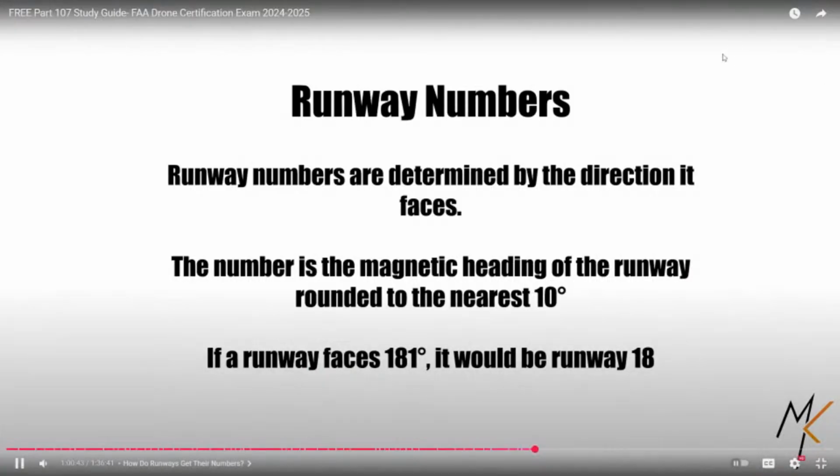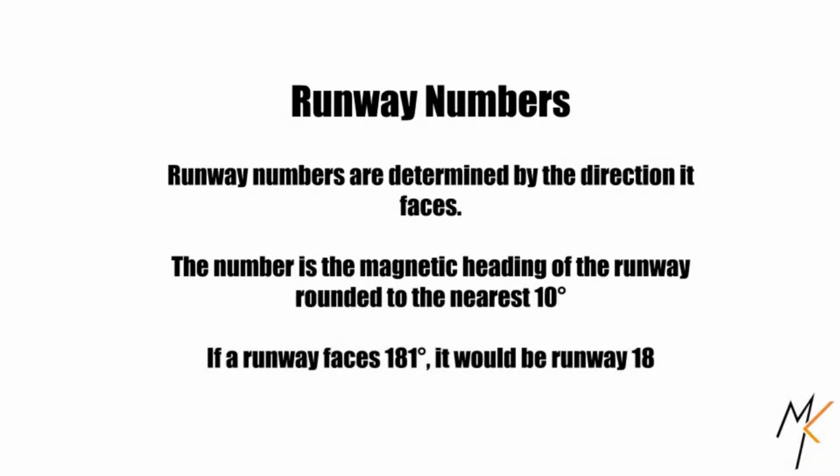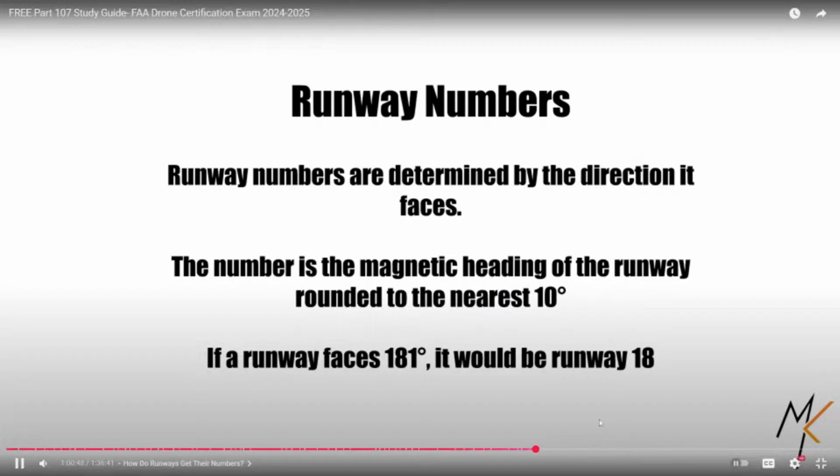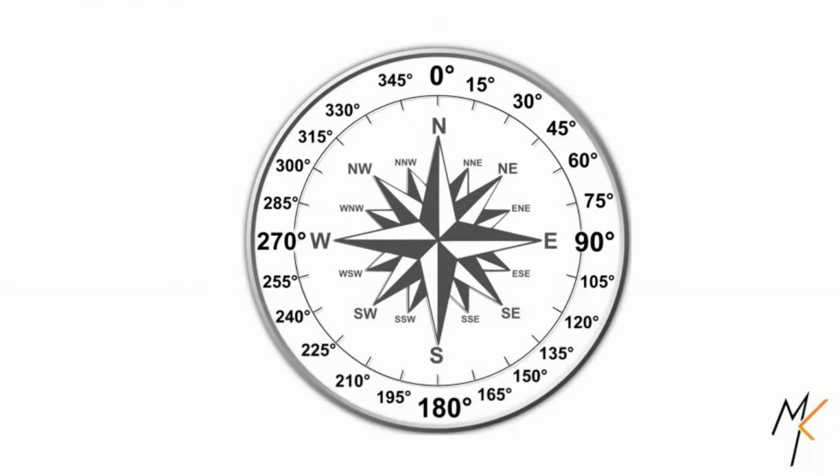Now, how do runways get their numbers? The numbers on a runway are based on the direction they are facing, their magnetic heading. If we look at a compass right here, for example, both 0 and 360 indicate north. There's no other number beyond 360, which is why you don't ever see runway numbers go past 36.